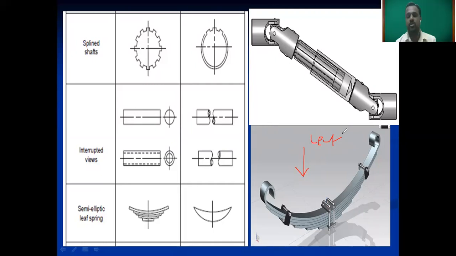It means it will absorb the shocks. For this purpose we use this leaf spring in the vehicle. Have you seen a tractor trolley? In a tractor trolley we use a leaf spring like this. What do we call it in Marathi? Pata. Okay, it is the pata. Simple.